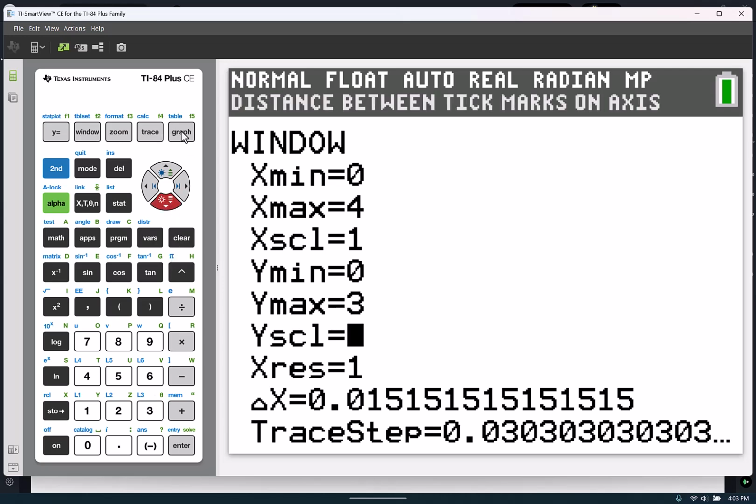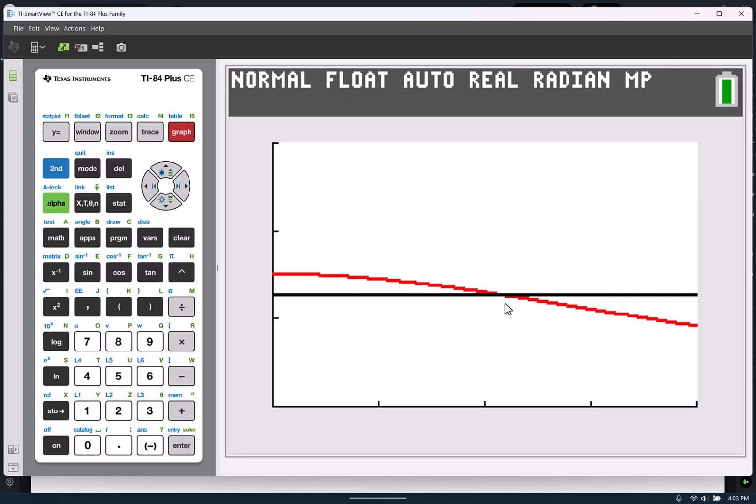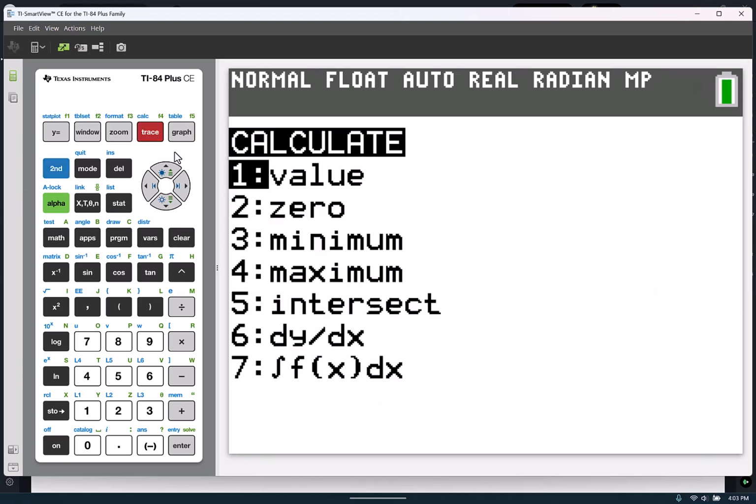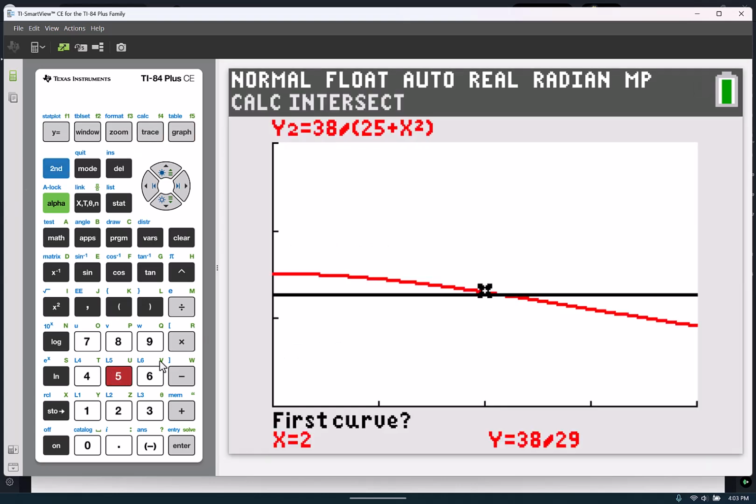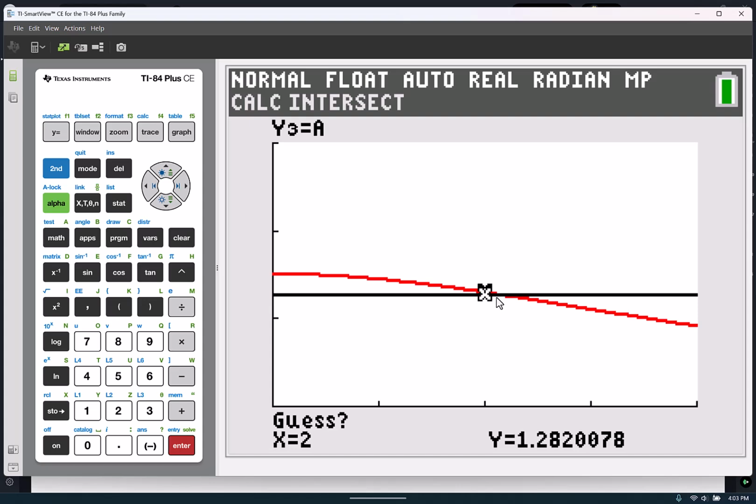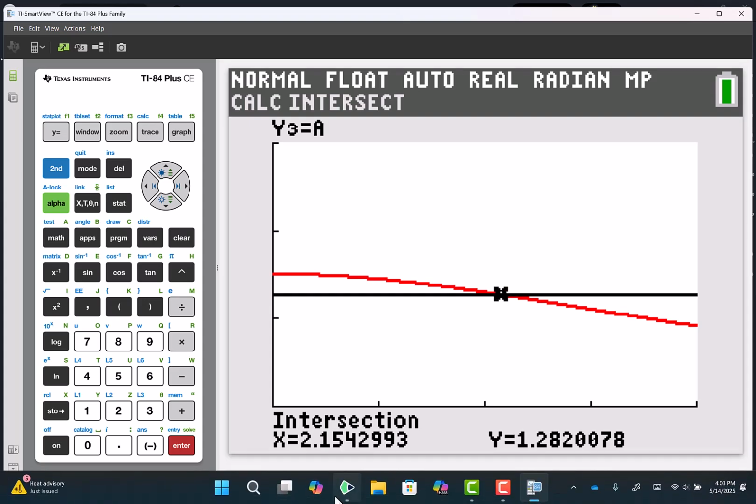When I graph, I'm looking for the intersection. Does that make sense, guys? Okay, graph. And there it is. You don't have to go to 3; you could have gone to 2 if you wanted. I'm looking for that intersection. Guys, tell the calculator to do it for you. Second, calculate, number 5, intersection, and then enter. You only have two curves displayed. If you have more than one intersection, you would go to the one that you want. There it is: 2.1542993.